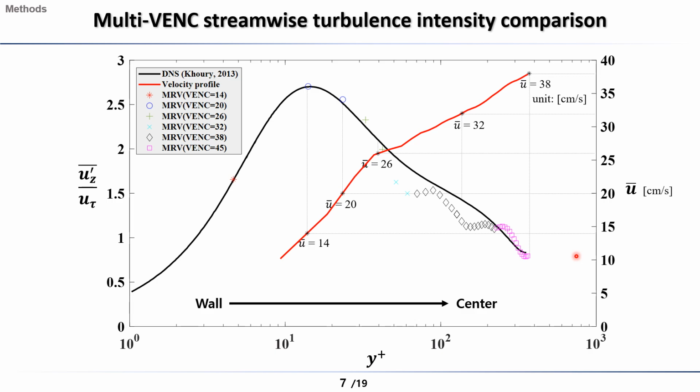This indicates that the multi-Venc method can be effectively used to improve TKE estimation by combining the best result from each Venc measurement. And we hypothesize that using Venc value proportional to the velocity in specific regions results in accurate turbulence intensity measurement.